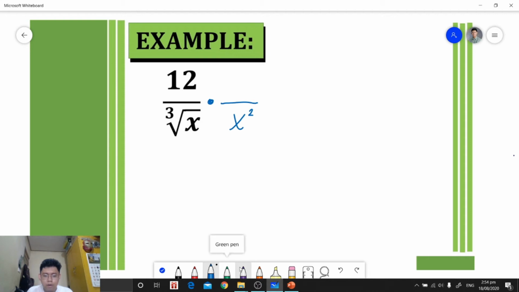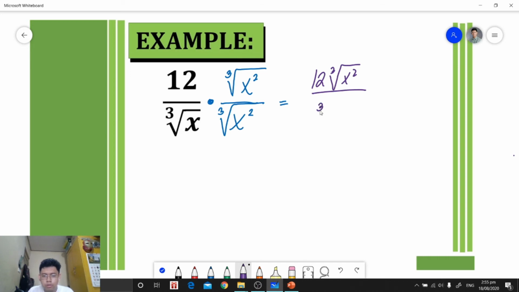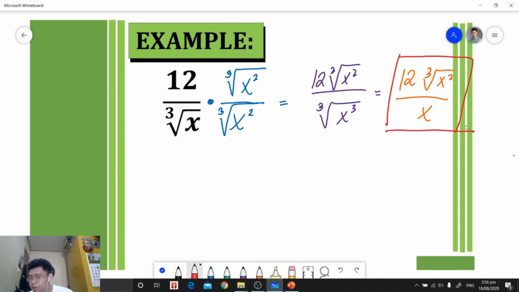So we're going to multiply our numerator and our denominator by the cube root of x squared, so that when we multiply, the radical symbol will be eliminated. Since we are going to multiply our denominator by the cube root of x squared, we are also going to multiply our numerator by the cube root of x squared. Then let's perform multiplication of radicals. We will have 12 cube root of x squared all over the cube root of x cubed, applying the product rule. Simplifying this, we will have 12 cube root of x squared all over x. So our final answer will be 12 cube root of x squared all over x.